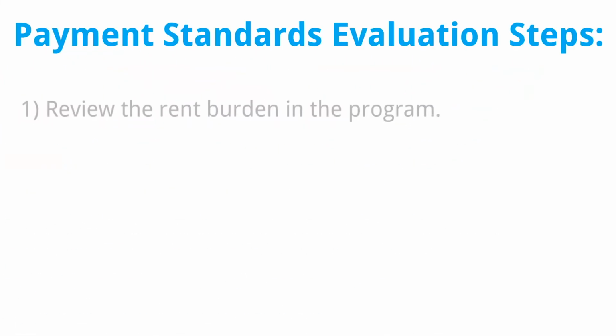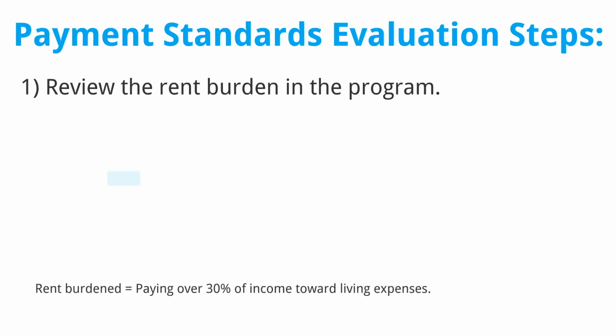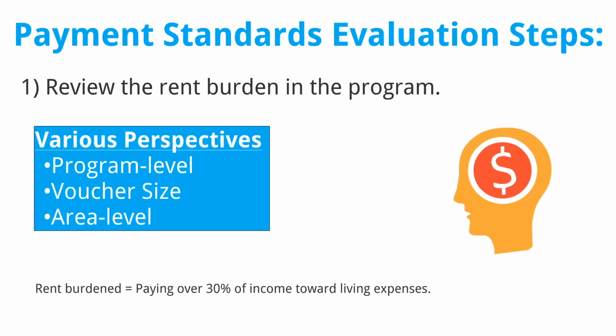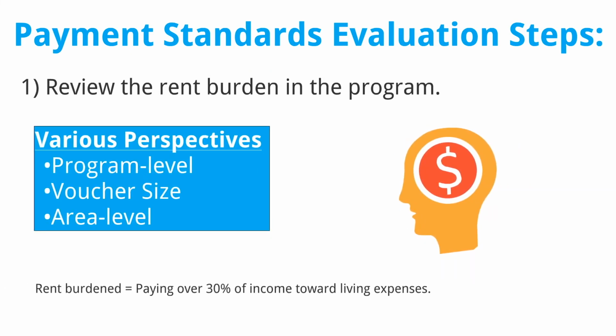First, the PHA should review the rent burden in the program, not only at the program level, but also at the voucher size and, if applicable, area level. This means the PHA looks at the number and percentage of families that are paying more than 30% of their adjusted annual income in rent, which is the threshold for determining if a family is rent burdened. In cases where more than 40% of families are rent burdened at each voucher bedroom level, HUD has the authority to require an increase in payment standards.